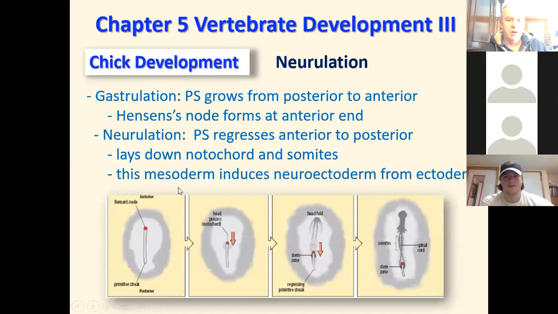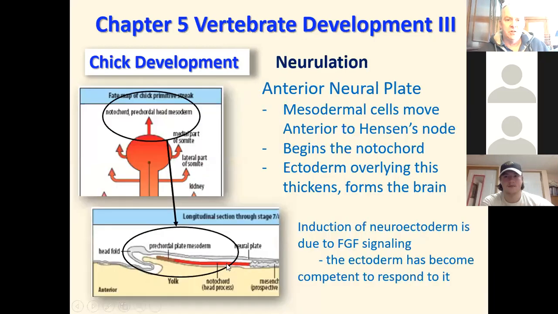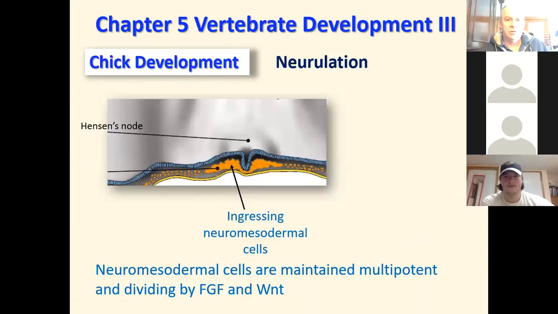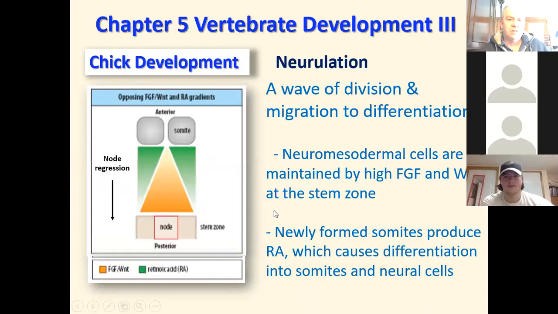So now we're here. Cells are here, they're going forward. They're going to make this head process up here, the head fold and all. And now your node's going backwards. And that's neurulation. So this is that whole area where neurulation is happening from Hensen's node to this formation of somites.